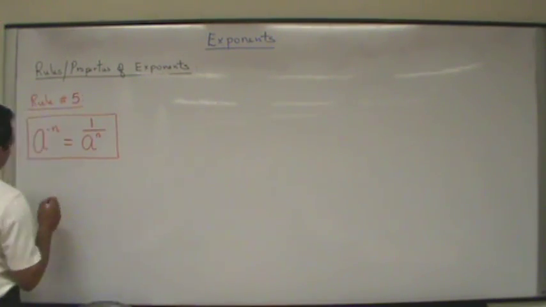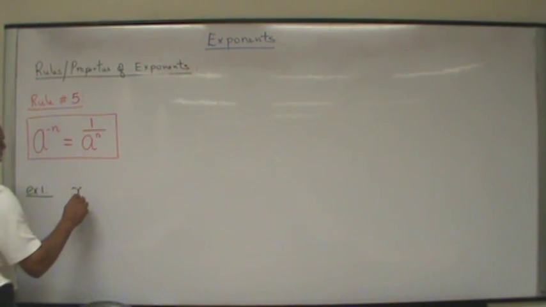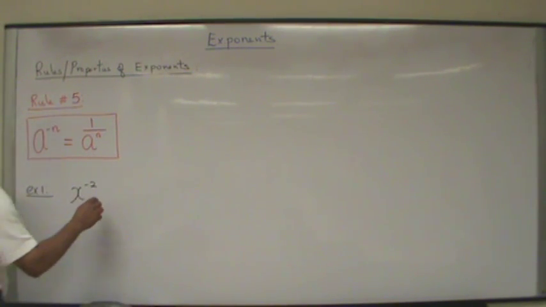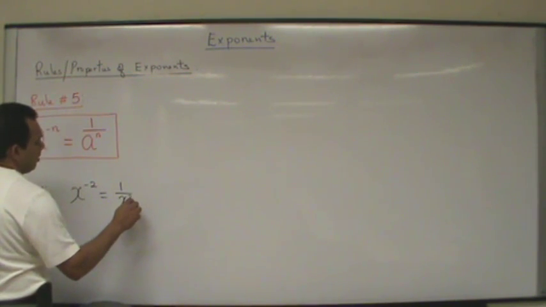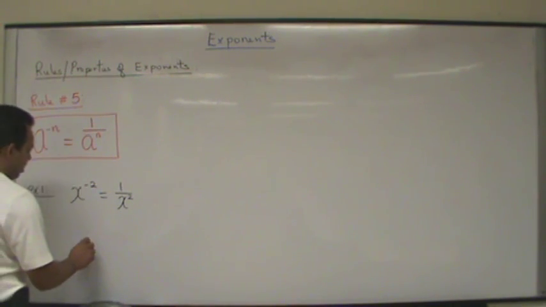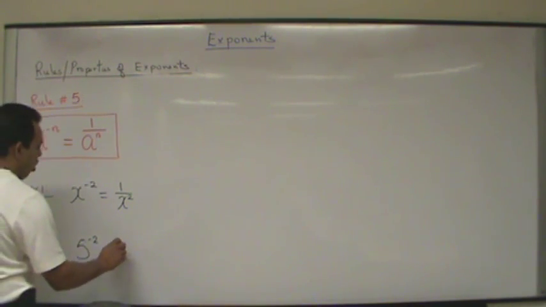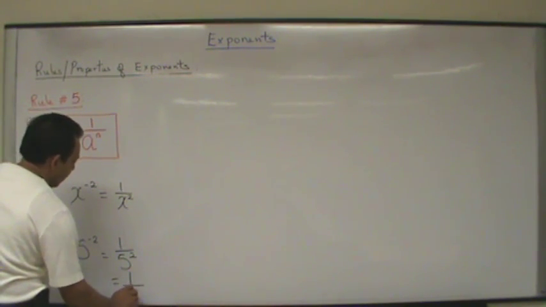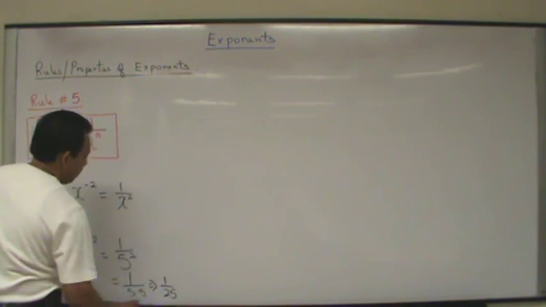So the first example we will look at, how about if I have x to the minus 2 power? Well, I know it's negative, so it has to be a fraction. So it's 1 over exactly what's there without the negative in the denominator. So it's 1 over x squared. The same thing applies for a number. How about if I have 5 to the negative 2 power? So it's 1 over 5 to the second power. And we know 5 to the second power means 5 times 5, which becomes 1 over 25.